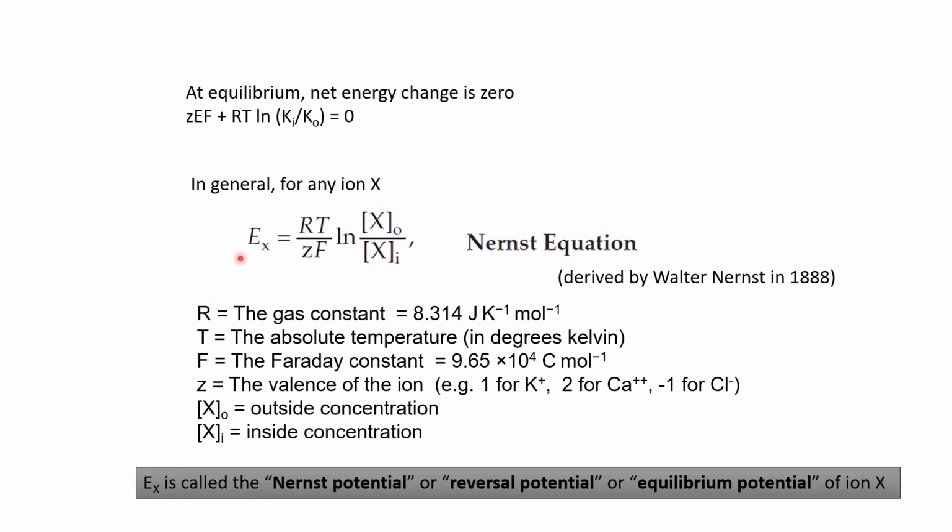And the value of the potential that we get here is the equilibrium potential, and it is also sometimes called the reversal potential or the Nernst potential of the particular ion X that we are looking at. So for potassium, we will get a particular value if we put in the concentrations of potassium and the charge of potassium, and we might get a different value for sodium and a different value for chloride. So each ion may have its own particular equilibrium potential.